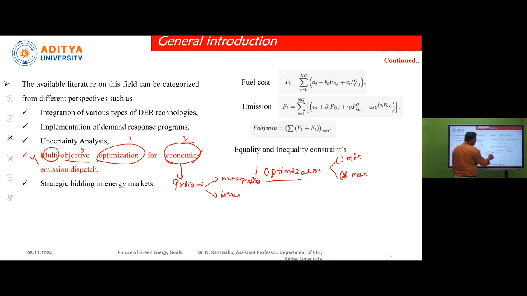losses should be very less. That means the transmission line losses, or the amount of losses that are generated and distributed, should be minimized. If losses are minimized, the amount of power generated will be transferred to the load in an efficient manner, so that we will be getting more profits. So this comes under economic.